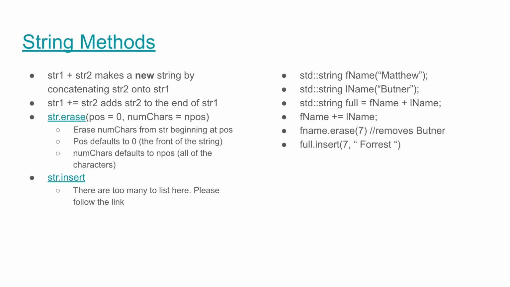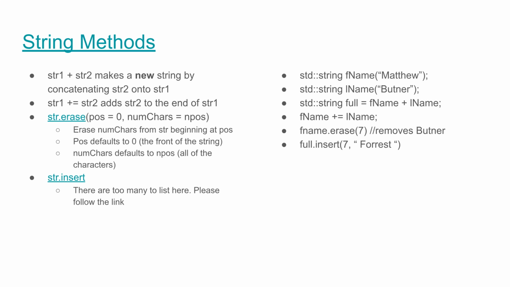Okay. You can add two strings together just like you could in Python. You're going to create a new string that's formed by concatenating the two strings together. Also, plus equals works. You can't multiply a string by a number, though, to make it repeat. That does not work inside C++.